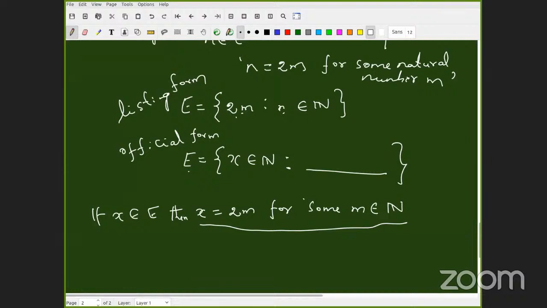That's my question. Whatever thing I have underlined, x equal to 2m for some m in N. Does this have any quantifier at all? If so, what quantifier? Just only this part. Do not worry about if x in E, then and all. X equal to 2m for some m in N. Does this part, whatever I'm putting in the box, does this have any quantifier? If so, quick.